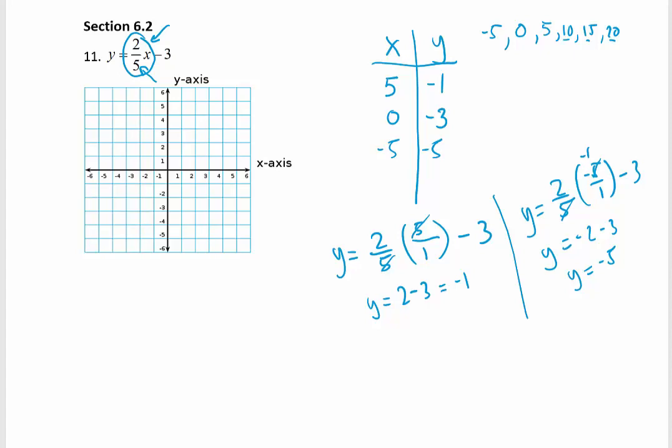So let's see if I can graph this. Over 5, down 1. So over 5 in the x direction, down 1 in the y. Then over 0, down -3. And then -5 in the x direction, -5 in the y direction, puts us right down there, and you can see my 3 dots are lining up, so I'm confident that I got this graphed correctly.